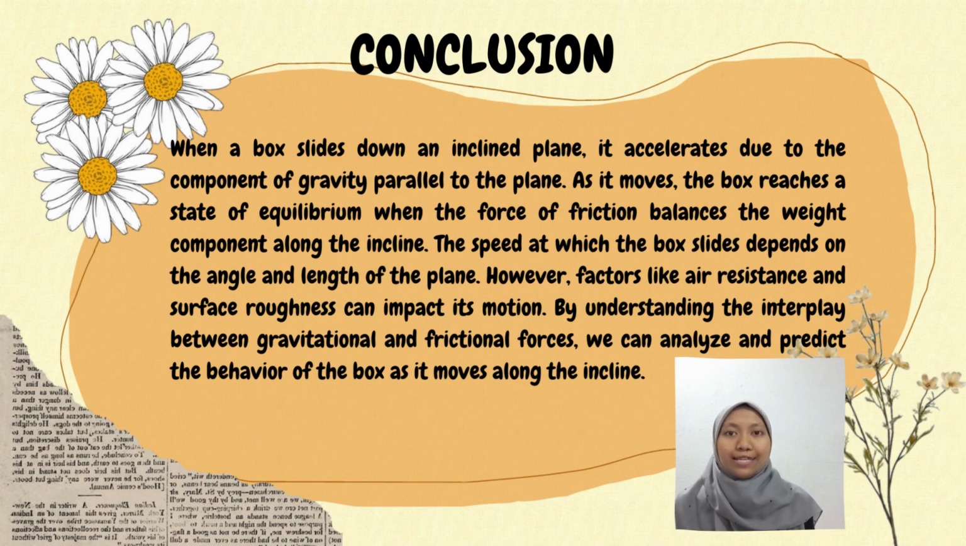In conclusion, when a box slides down an inclined plane, it accelerates due to the component of gravity parallel to the plane. As it moves, the box reaches a state of equilibrium when the force of friction balances the weight component along the incline. The speed at which the box slides depends on the angle and length of the plane. However, factors like air resistance and surface roughness can impact its motion. By understanding the interplay between gravitational and frictional forces, we can analyze and predict the behavior of the box as it moves along the incline.